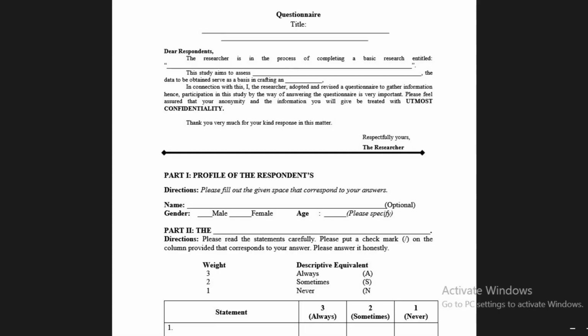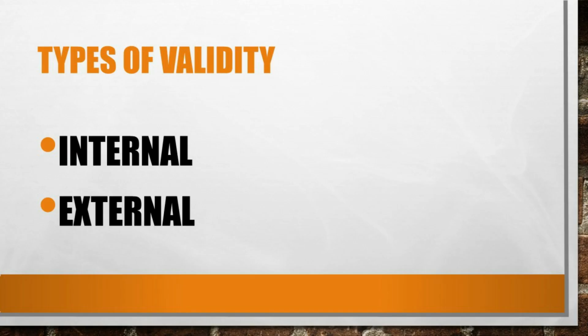Ano bang instrument? When we talk about instrument, we are talking about our data gathering tool, kagaya ng ating questionnaire. Okay? So, ang ating questionnaire ba ay akma na gamitin. So, tinitingnan natin kung pwede o hindi pwede. Okay, so sa anong paraan? So, may tinitingnan tayo dyan. Okay, so there are 2 types of validity. We have the internal and external. Okay, labas at loob. Okay.